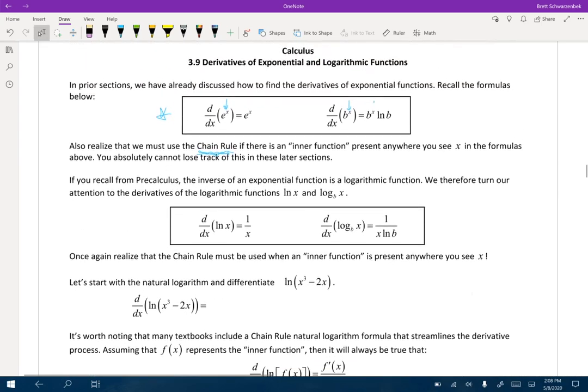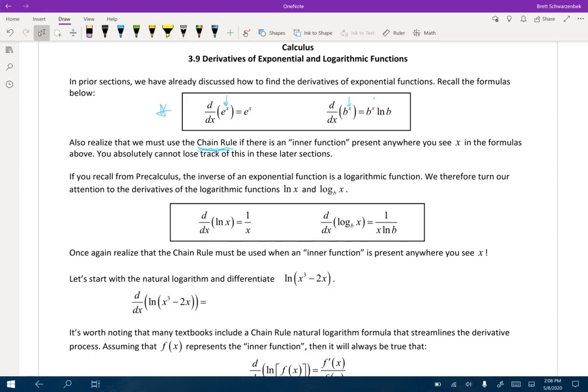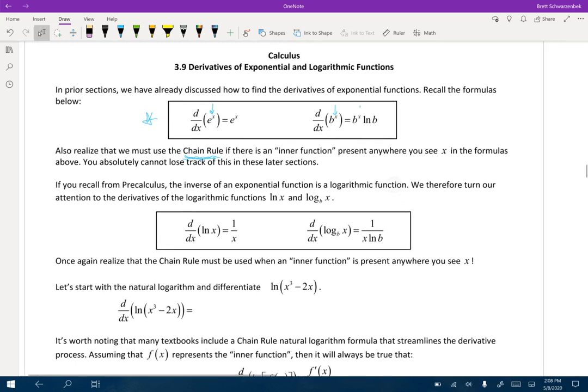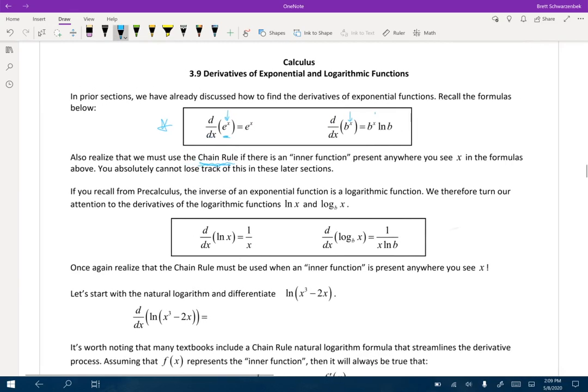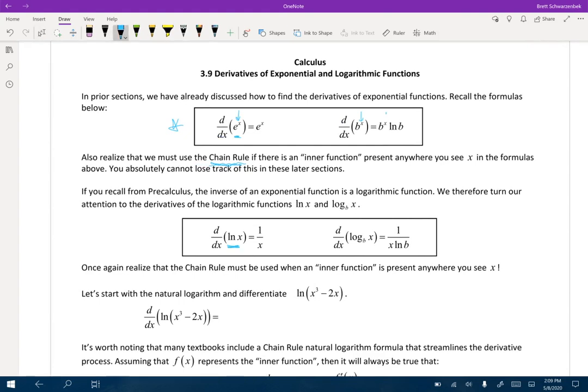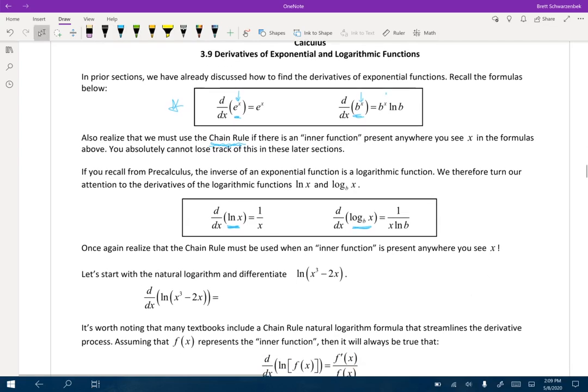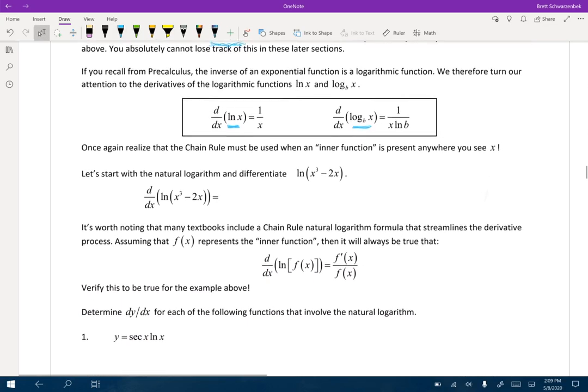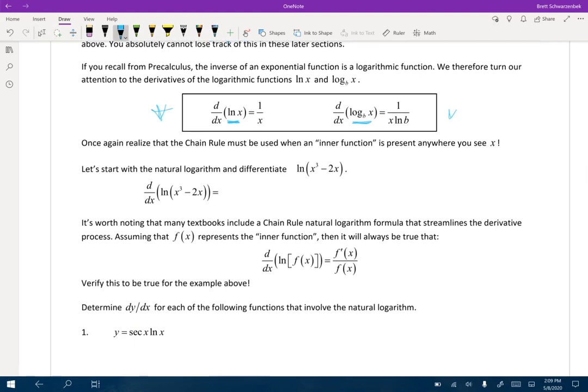Just to backtrack a little bit, one of the things that you learned in pre-calculus was that the inverse of an exponential is a logarithm. So specifically, if you take the inverse of e to the x, then that is always going to be the natural log of x. If you take the inverse of b to the x, the inverse is the log base b of x. So we need to know formulas for finding the derivatives of logarithms as well, and those are actually right here. It turns out that the derivative of the natural log of x is equal to simply 1 over x. So that is the base derivative for that function.